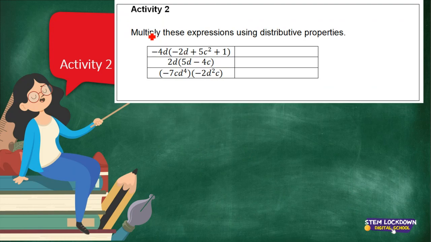This one is the last activity for the day. We're multiplying. Here, this is a monomial, and this is a trinomial, right? So we're multiplying negative 4d into the bracket, into each term inside the bracket. How do you do that? Learners, please give me your answers. Just write your answers on your chat to see if you are understanding what is happening here. I'm giving you 20 seconds.